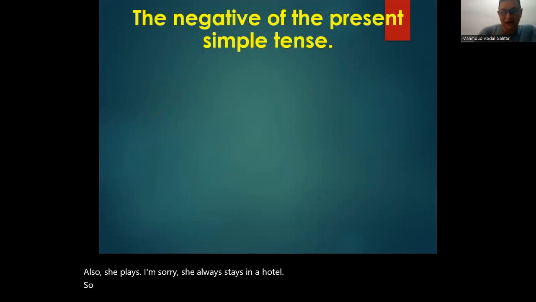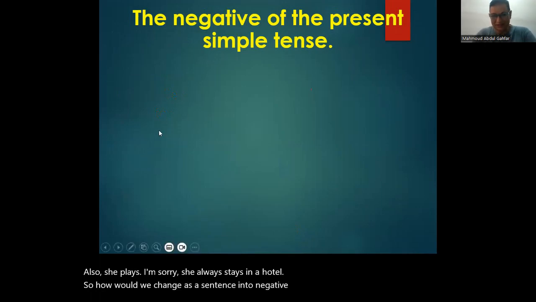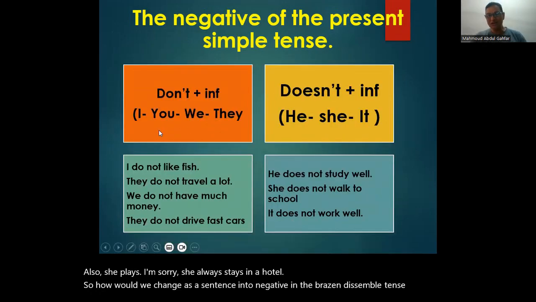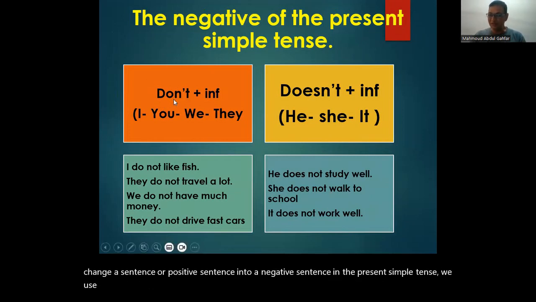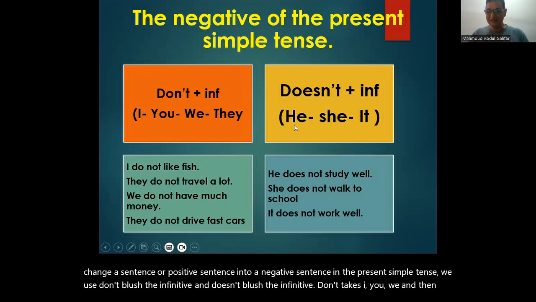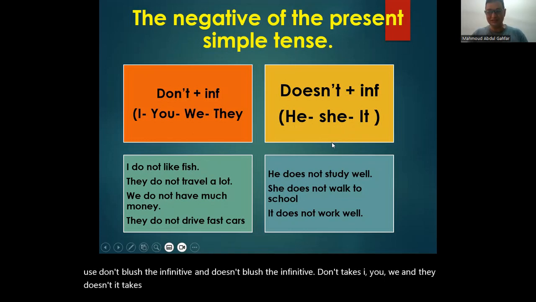So how would we change the sentence into negative in the present simple tense? In order to change a positive sentence into a negative sentence in the present simple tense, we use don't plus the infinitive and doesn't plus the infinitive. Don't takes I, you, we, and they. Doesn't takes he or she or it.